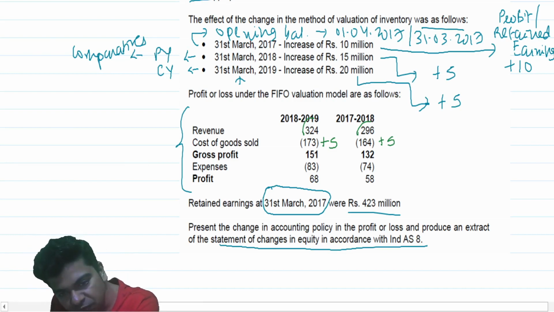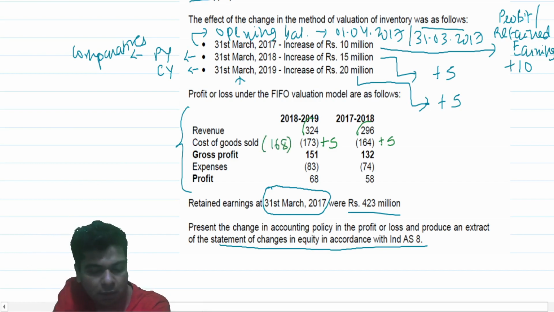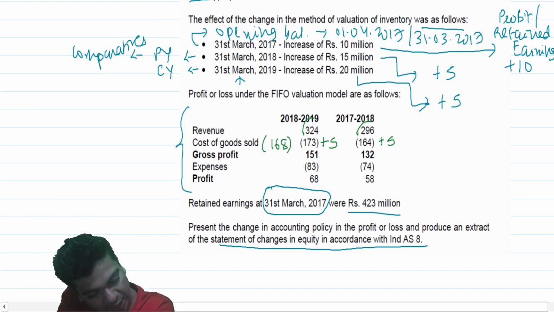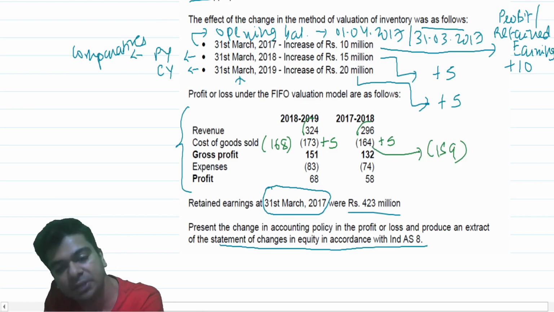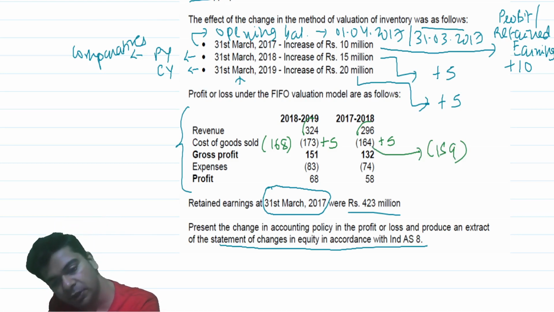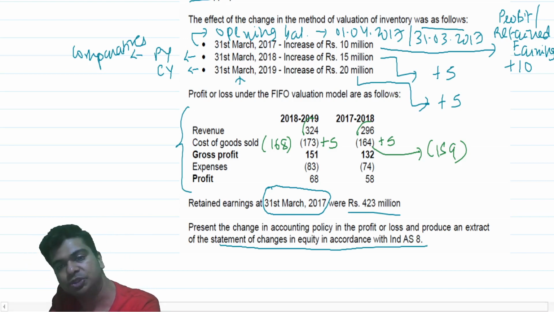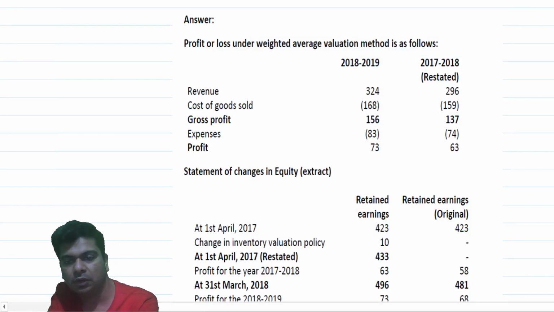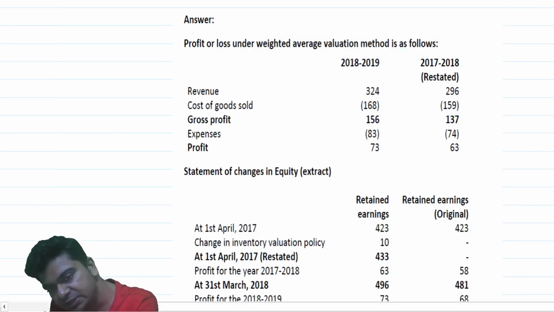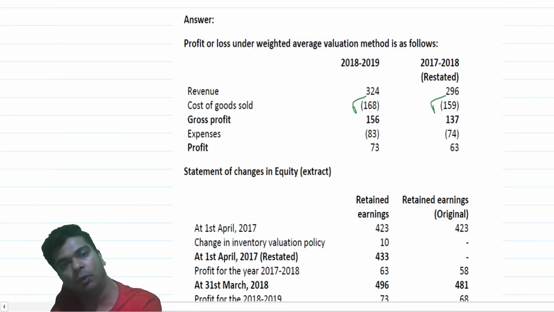That means for 2018-19, the figure will become 168. And here 164, and I reduce it by 5. Here the figure will become negative 159. And then whatever is the subsequent effect on the gross profit and the final net profit will be accordingly captured. If you see the answer, you will be getting these figures. Just see. 168 over here and 159 over here.